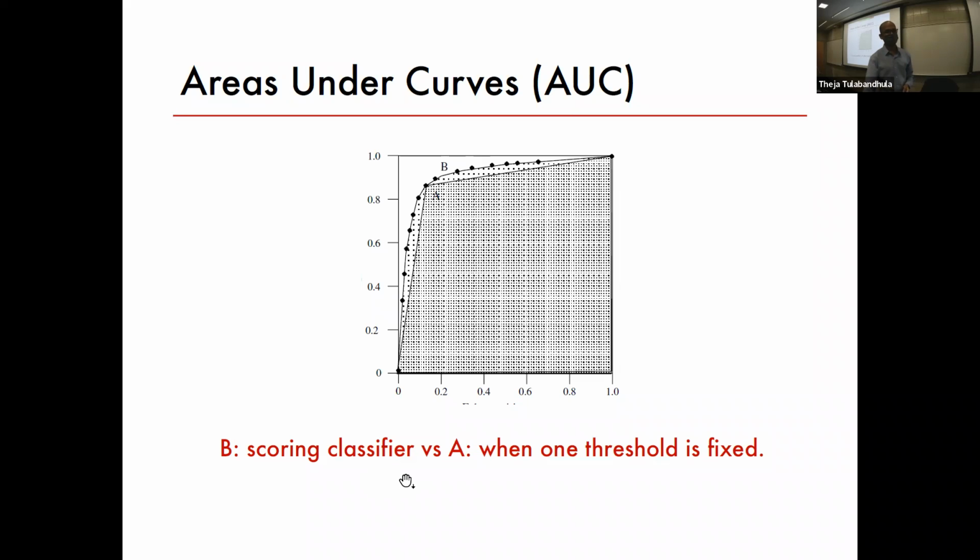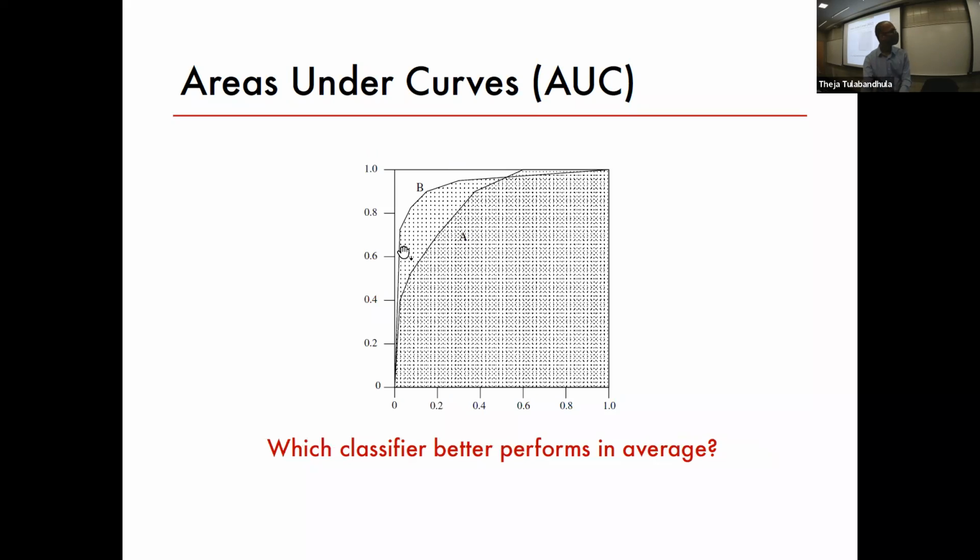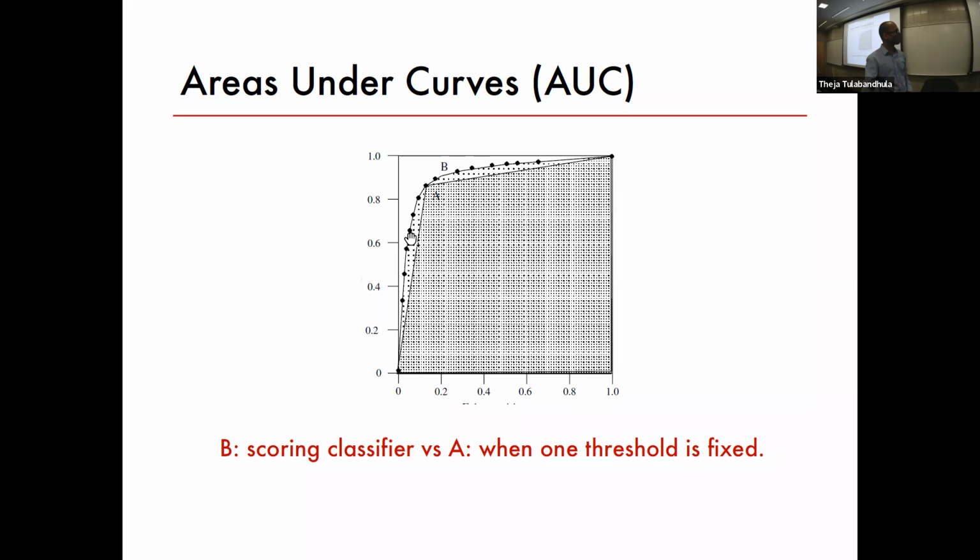Let's say B is this specific set of classifiers. Sorry, not discrete classifiers, but a scoring classifier. Remember, scores were produced and then you pick the threshold to construct this curve. And A is one of these thresholds. If you take one of these thresholds, then you can report AUC like this. So one of these classifiers will have slightly smaller AUC than this collection of classifiers.